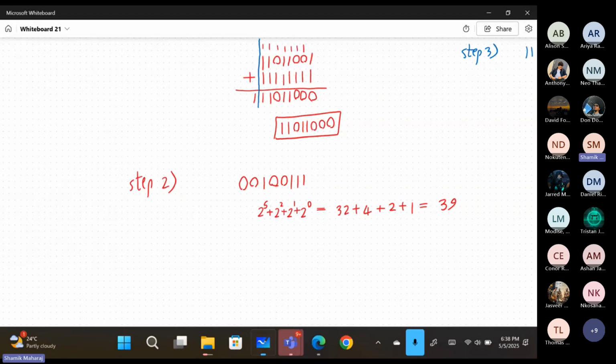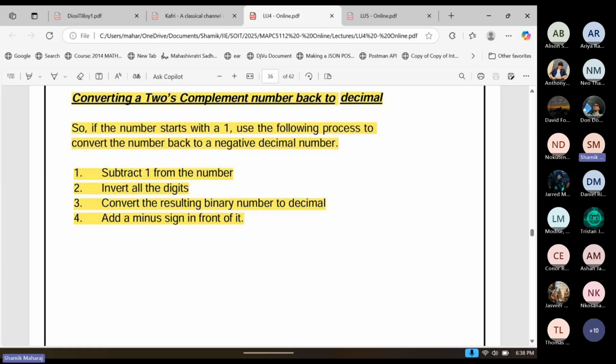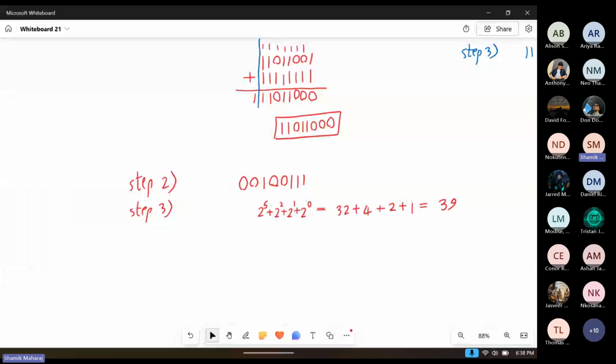That's step 3, sorry. I think that was step 3, right? Yeah, that was step 3. So I just didn't write step 3 for some reason. Let's put it in here. Step 3 was to convert the inverted digit binary number into a decimal number.